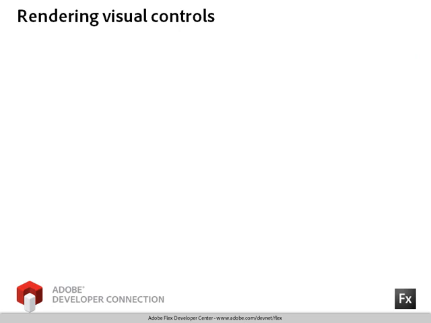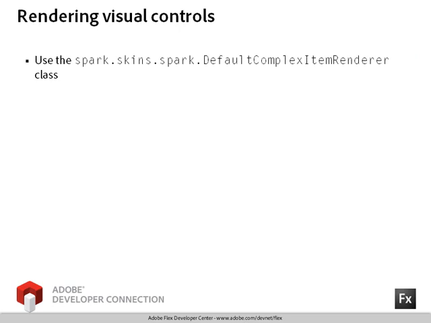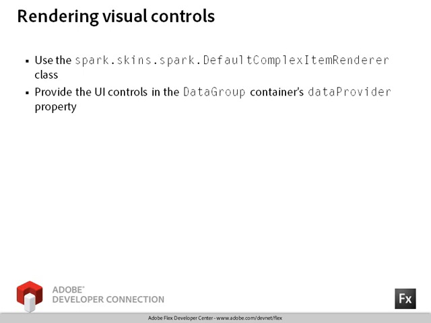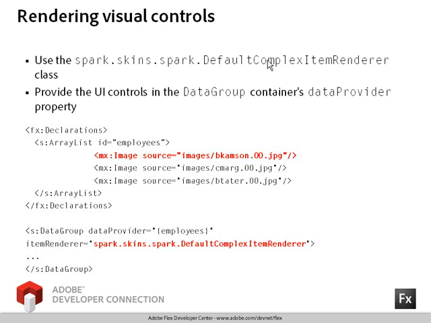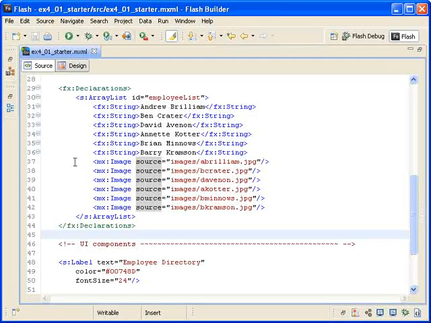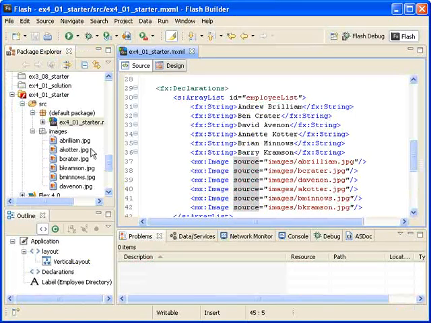Earlier, I mentioned that you would use the default complex item renderer class to display visual components. This literally means that you assign the UI elements as the data in your data provider property. In this code example, the array list instance has image MX controls rather than string values for the data. In the array list instance, I have added 6 MX image controls below the string values. The source property for each instance points to a JPEG in this images directory.